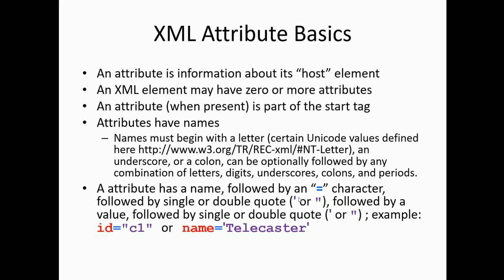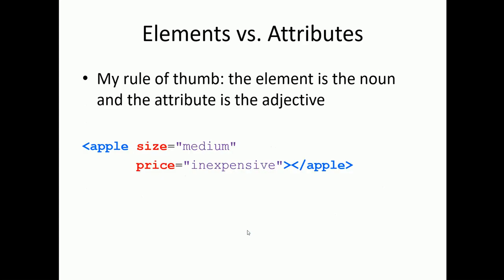An attribute has a name followed by an equal sign character followed by either a single or a double quote. Sometimes people call this apostrophe. In programming we call it a single quote, and in programming we call this a double quote. Followed by a value, followed by the matching single or double quote. Examples are ID equals C1 or name equals Telecaster. See, we have an example here with a double quote and an example here with a single quote. They both mean the same thing, and they're both valid.